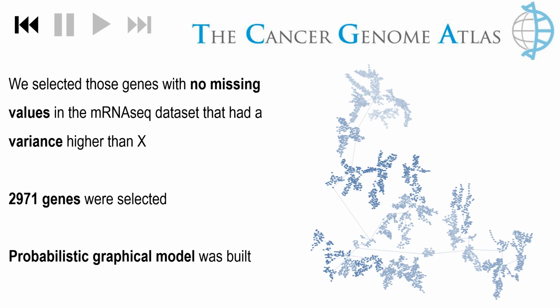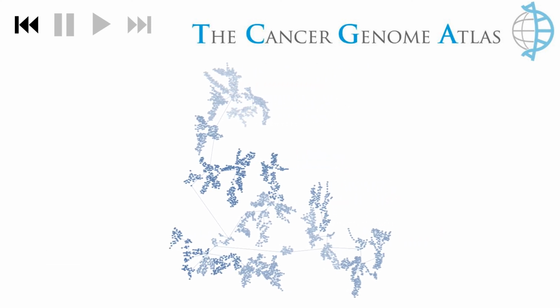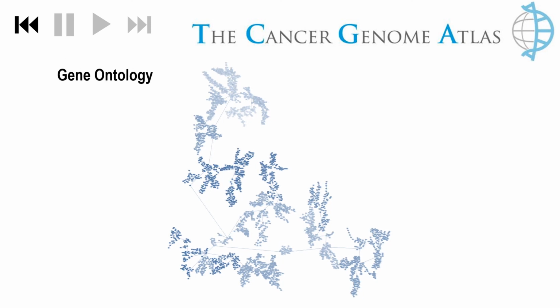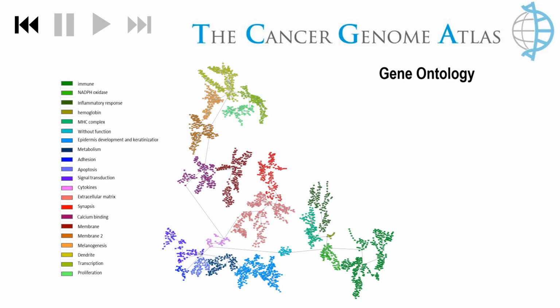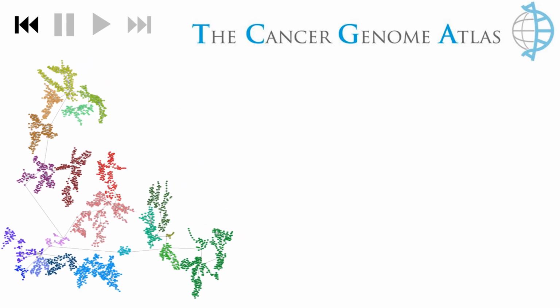So we built this probabilistic graphical model with the 2,971 genes selected. Then we performed the gene ontology. We saw that the gene expression grouped genes in branches with the same gene ontology. This way, we proved that genes involved in the same function had a related expression. We saw 21 of what we call functional nodes.